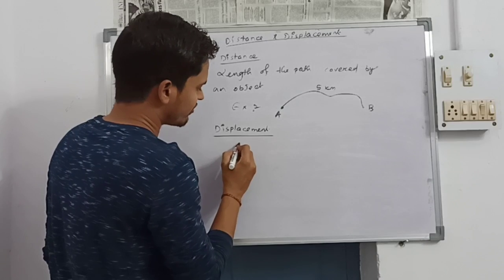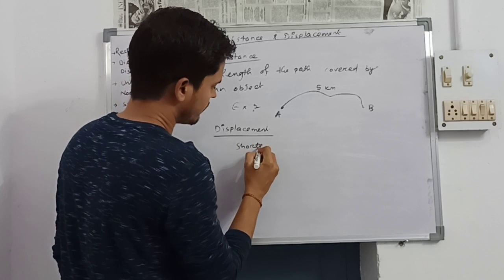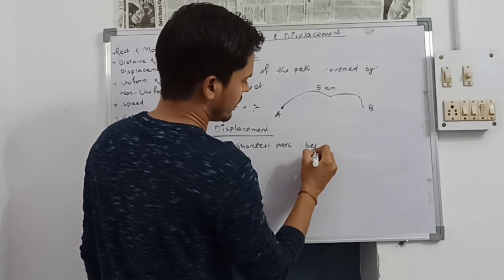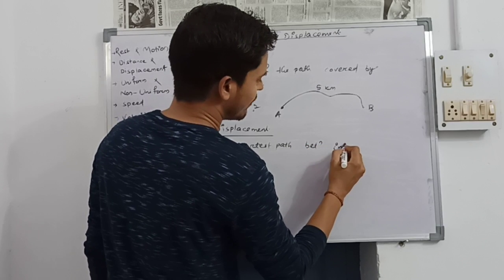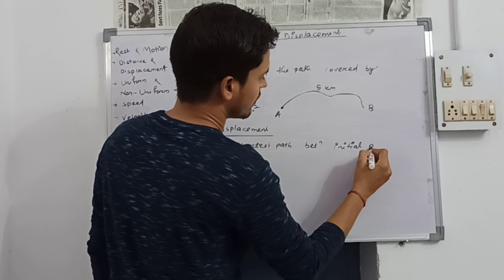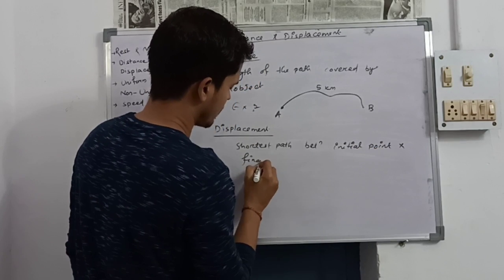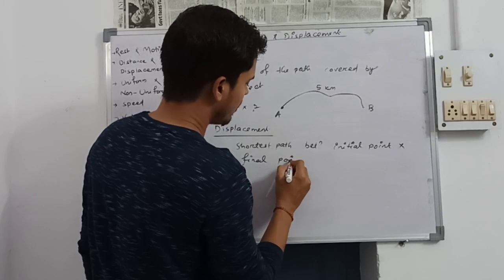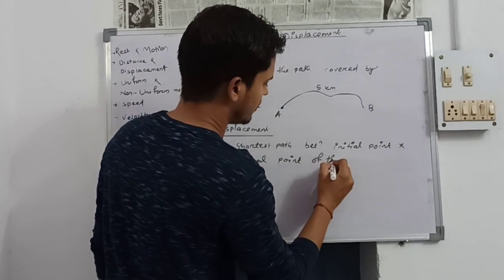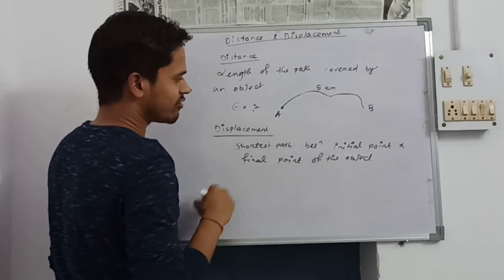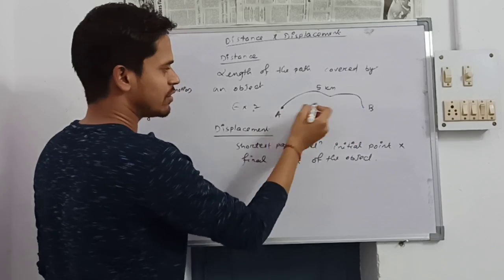Displacement is the shortest path between the initial point and the final point of the object. That is called displacement. Like this, what is the shortest path here in between A and B?